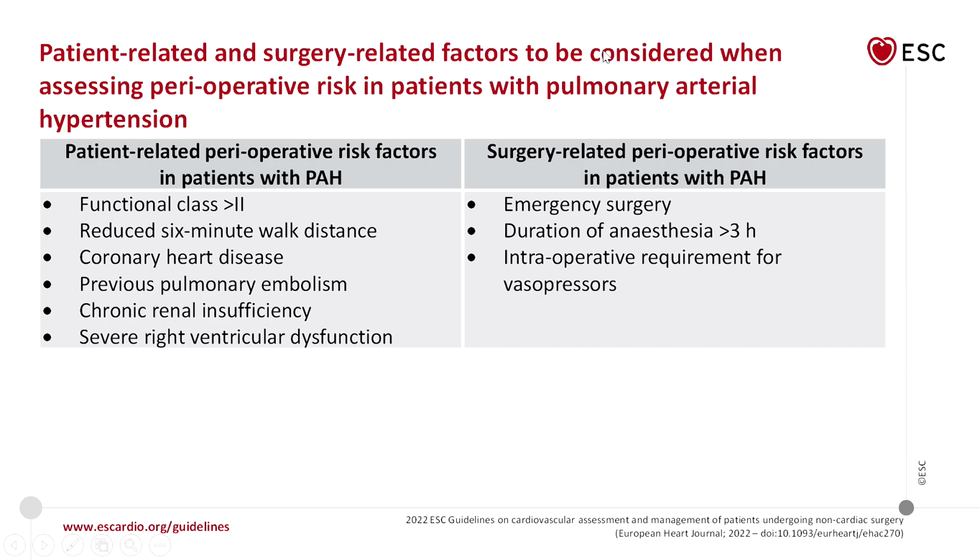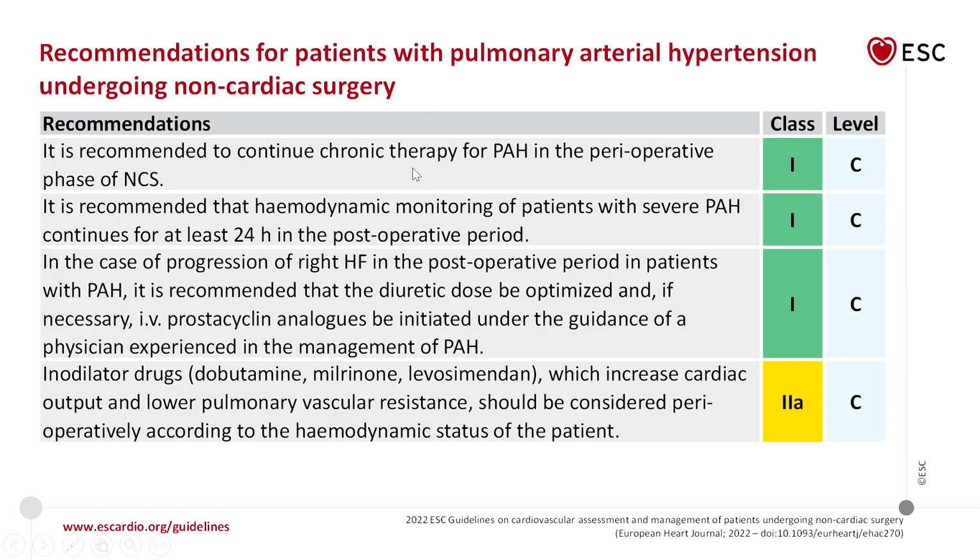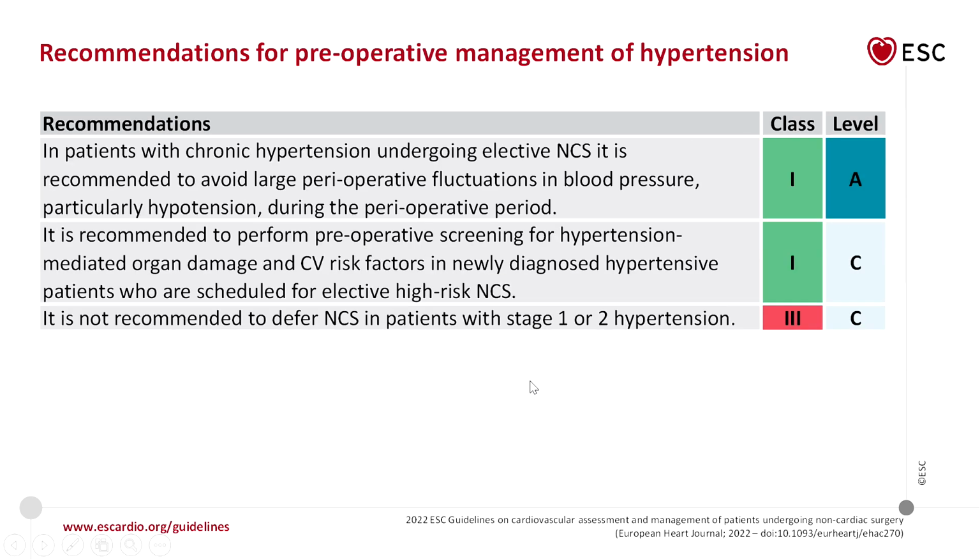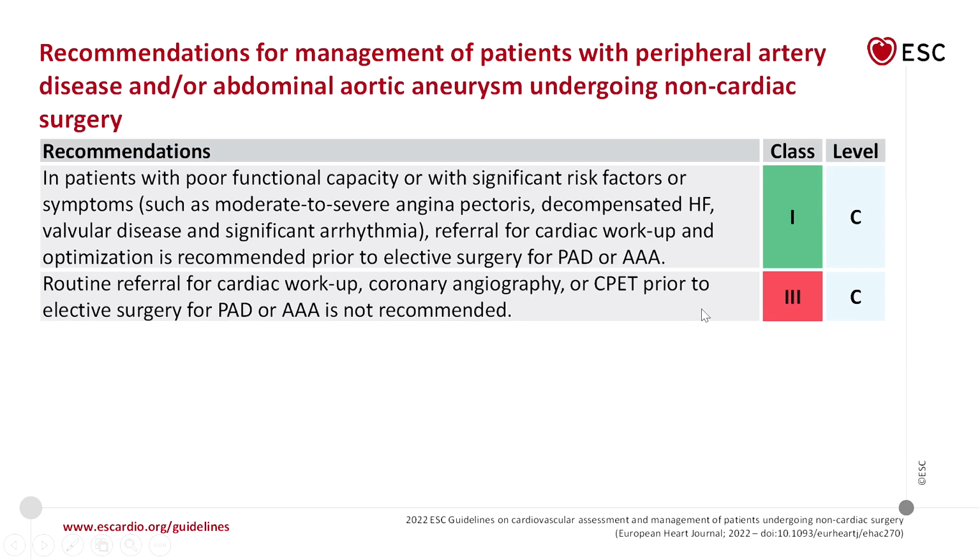And in patients with pulmonary arterial hypertension, we can divide the patients according to PH related perioperative risk factors or surgery related perioperative risk factors, and then accordingly we can continue the chronic therapy, do hemodynamic monitoring, and watch the progression of right heart failure and manage accordingly. Dobutamine, milrinone and levosimendan can be used in PH patients. And preoperative management of hypertension should be done, and only then should we perform the surgery. It is not recommended to defer NCS in patients with stage 1-2 hypertension.